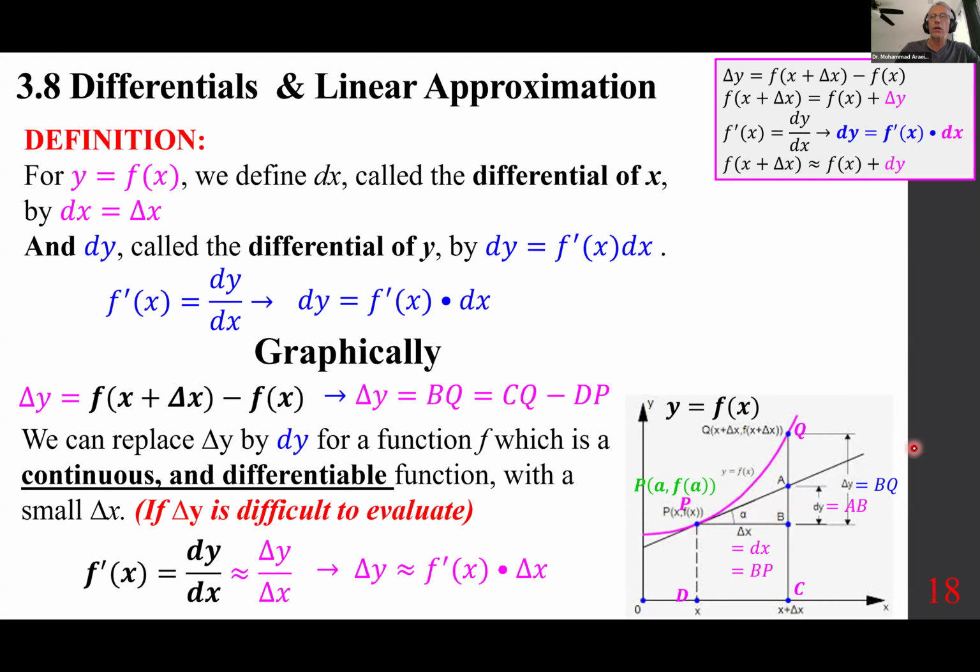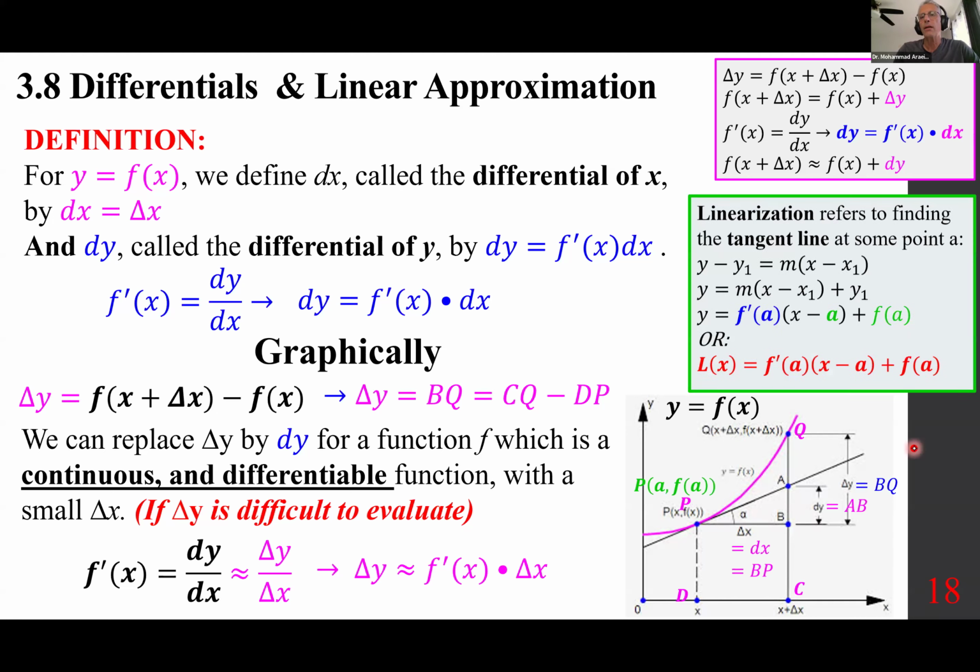If you look at this point and you draw a tangent line and you use the point slope, y minus y1 equals m times x minus x1. Move the y1 to the right and replace the m with f prime of a, x1 with a, y1 with f of a, and change the y to the name L of x. So L of x is f prime of a times x minus a plus f of a. Do I have to memorize it? Absolutely not. This is the tangent line. So if you hear linearization, it simply means find the tangent line.